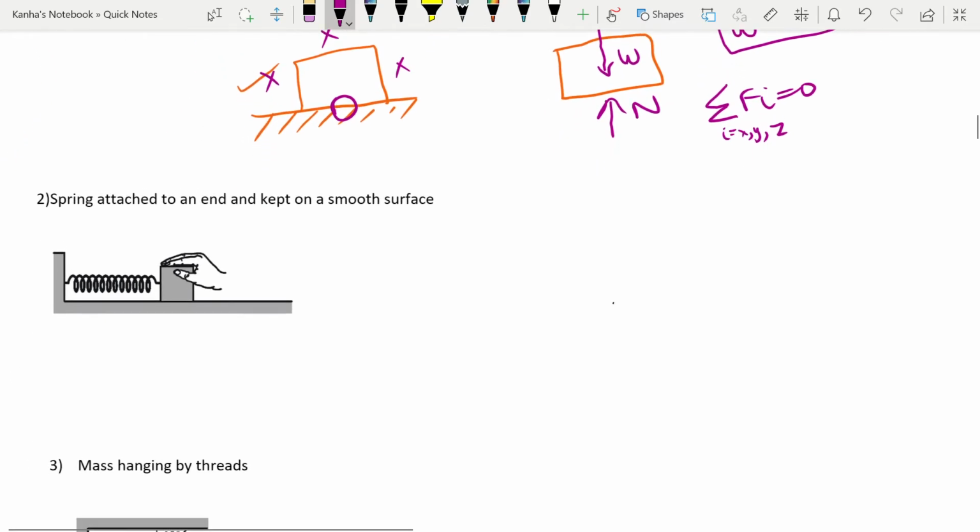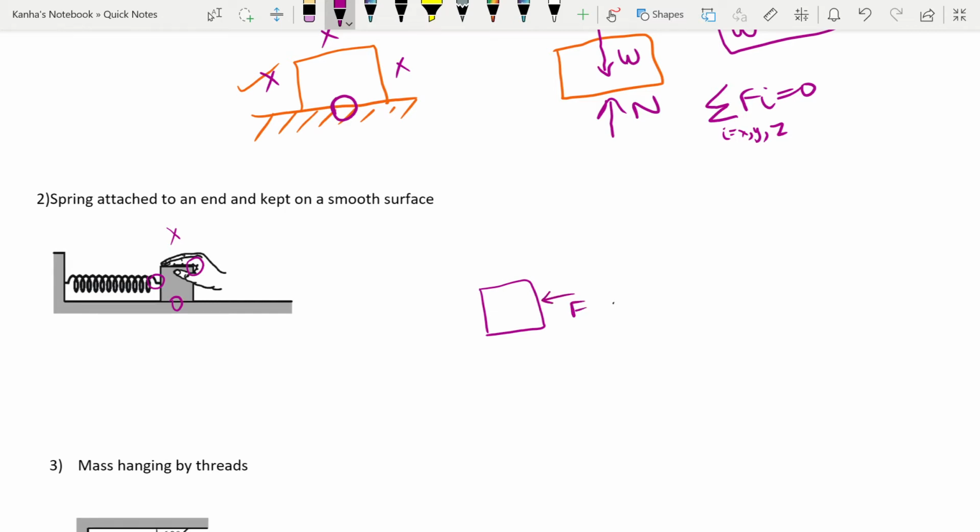Now let's quickly go through all the basic things and slightly move to the more advanced free body diagrams. Second one is a spring attached to an end and kept on a smooth surface. So let me draw the block here again. What all contacts does this block have? There is a contact here, there is a contact here, there is a contact here, so it has 3 contacts. There is no contact on the top, so I will have to draw 3 forces.